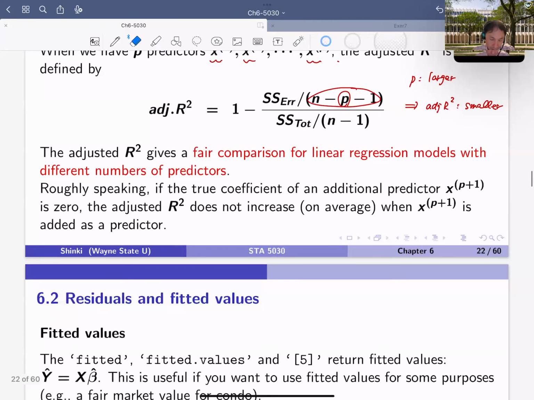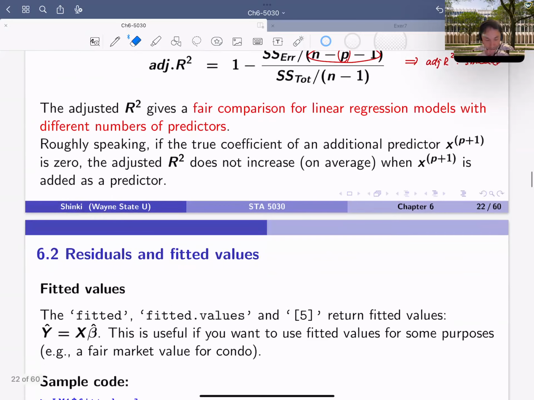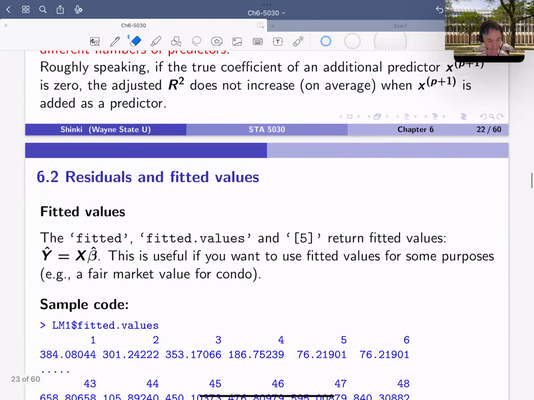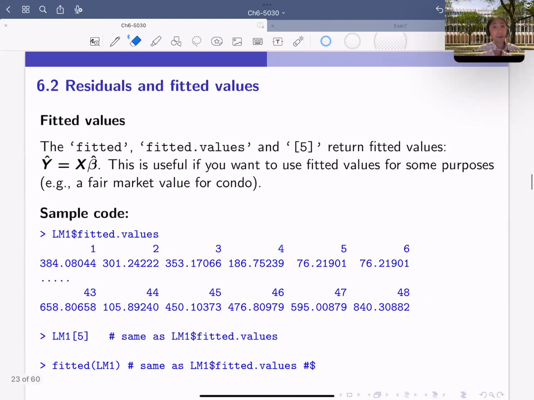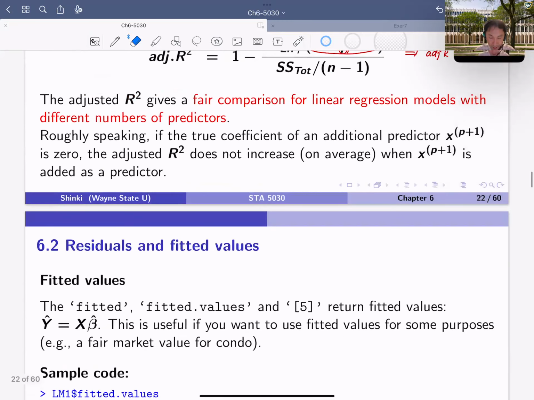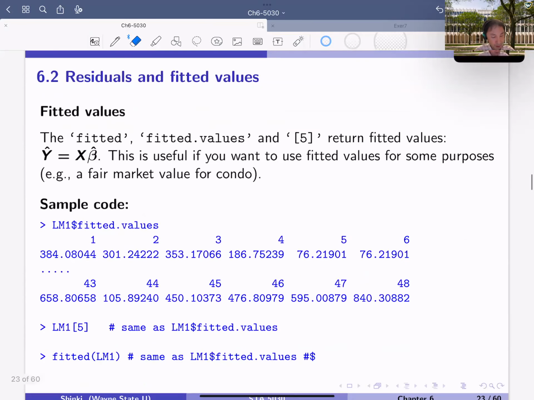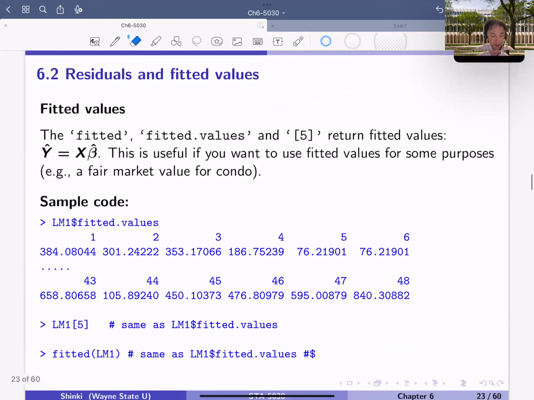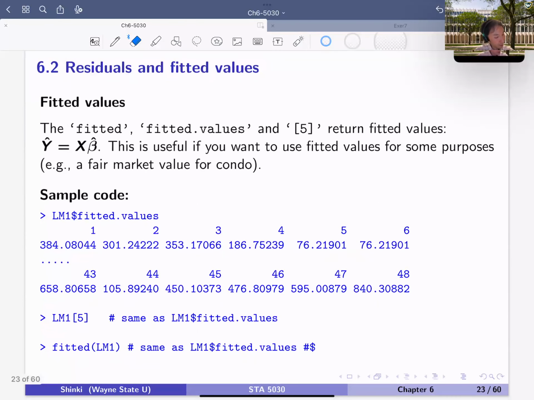Maybe I will just postpone the explanation to chapter 11. Okay, so that's the explanation of outputs. Now we have interpreted most of the output of the lm function.